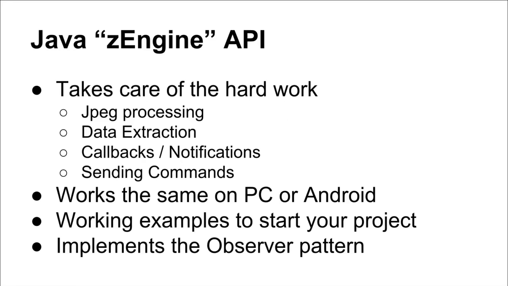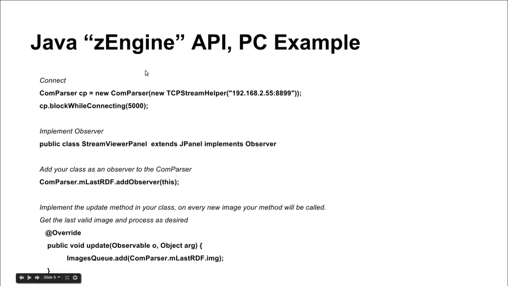Here's a quick example of the Z Engine API. It takes care of the hard work of processing the JPEG and extracting all the data out of it, and it has callbacks and notifications for a Java application, so that you can easily write your own Java application to deal with the JPEG images and controlling the robot. So here's the PC example.